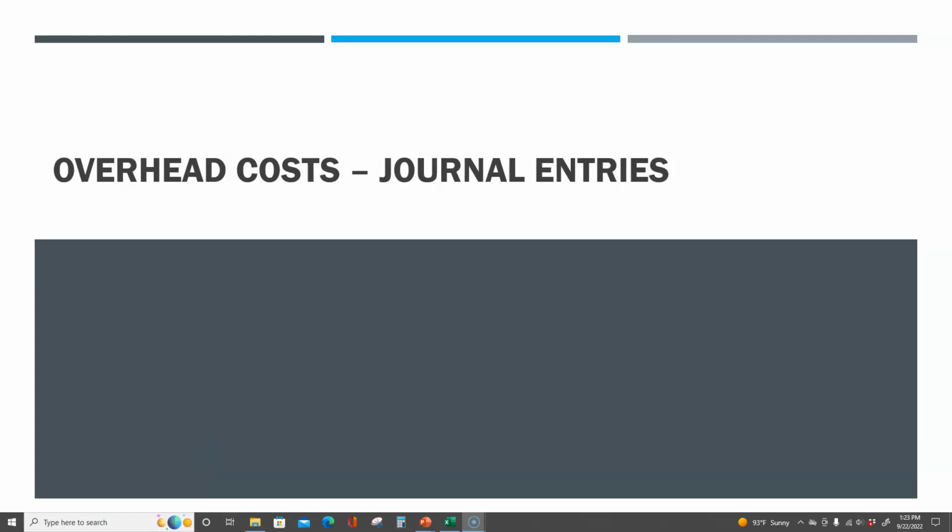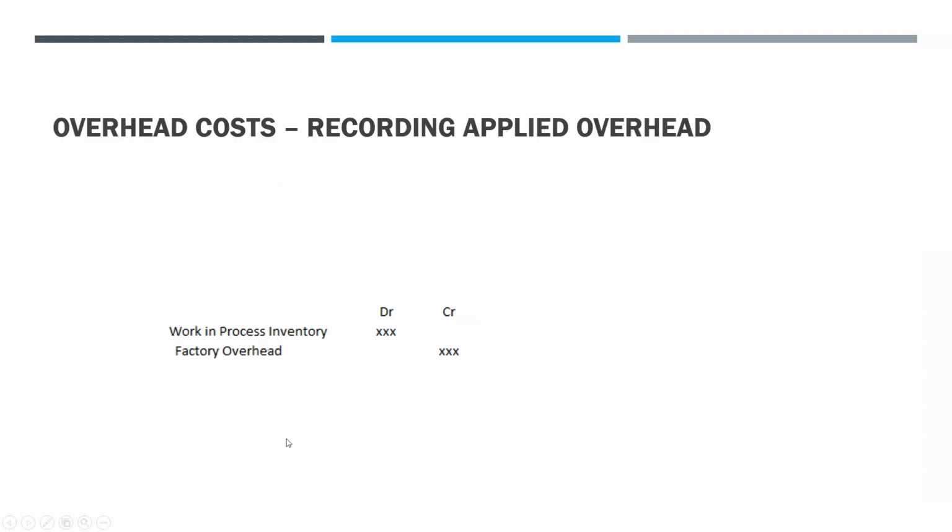In this video, we're going to be looking at how to record overhead costs during the year. Overhead costs have two separate types of overhead entries that we need to record during the period. The first one is recording applied overhead.